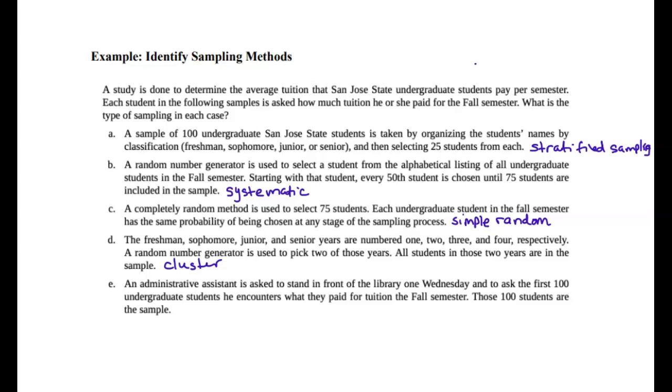All right, E. An administrative assistant is asked to stand in front of the library one Wednesday and ask the first 100 undergraduate students to count what they paid. Those 100 students are the sample. So this is convenience sampling. And out of all these, convenience is not a good one to use because it's not random and it's not representative of the student body, but E is considered a convenience sample. All right.